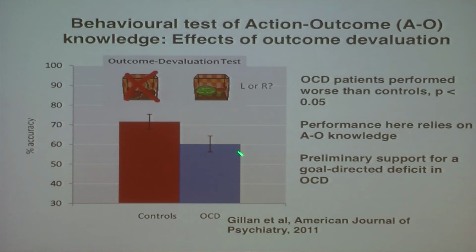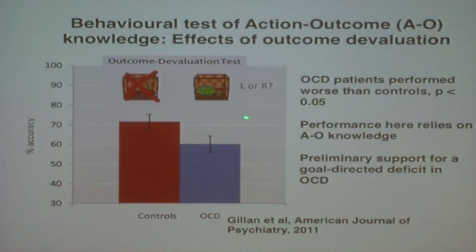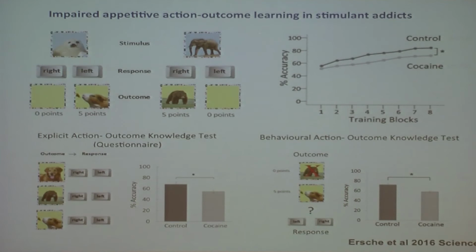And if you actually quiz them about their knowledge for outcomes, it's very poor in OCD patients. So you can quiz them either behaviourally or with a questionnaire by basically asking them, do you do the left or the right response in order to get this fruit? And they're very poor at that. So again, the bias is towards habitual behaviour away from goal-directed action outcome knowledge.